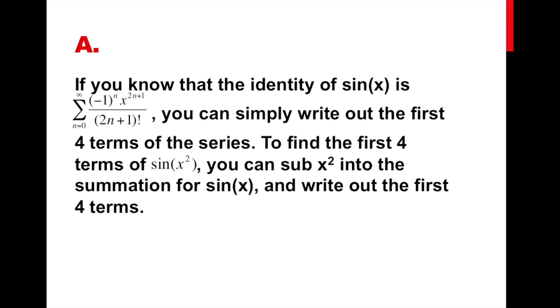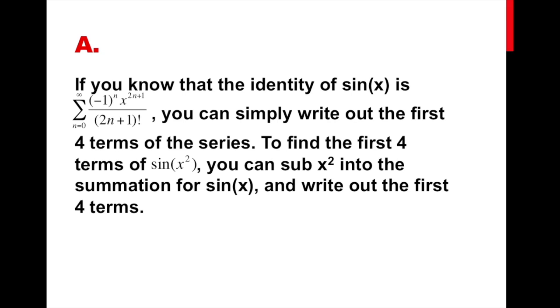The method we used in the previous slides works great, but to save time during the AP test, we can simply remember the identity for the summation of sine of x, which is summation from n equals 0 to infinity of -1 to the n x to the 2n plus 1 over 2n plus 1 factorial. By writing out the first four terms of the series, we obtain the first four non-zero terms for the Taylor series for sine of x.